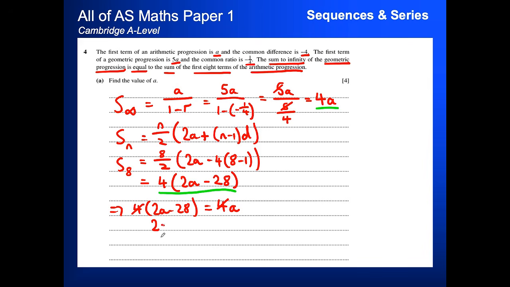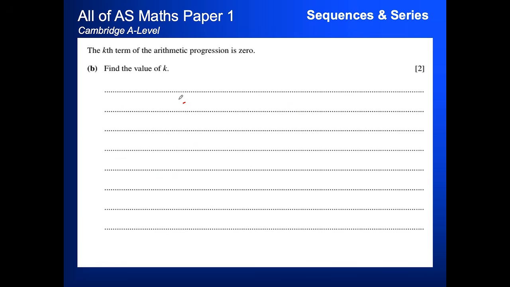Very nice. And then we get 2a minus 28 is equal to a, which we can rearrange here. And this then gives us a is equal to 28, like so. All I did here is a minus a on both sides and added 28 on both sides. And from that, we need to work out, well, the kth term of the arithmetic progression is 0. Find the value of k.